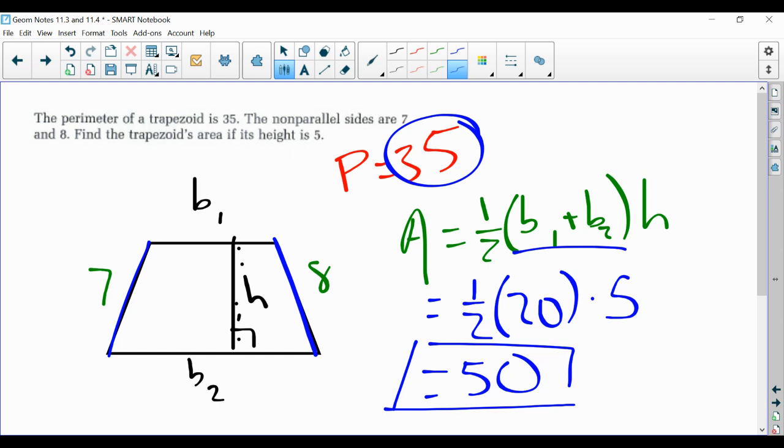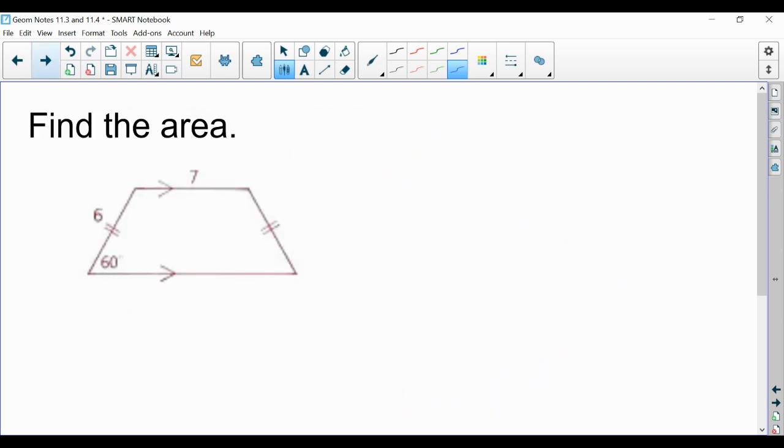Okay, so sometimes we're given what the bases are, and in this case we weren't. We didn't need them individually. Together they made 20, and that's all that mattered. All right, here we're actually going to need to find out what this other base is. We are given that it's an isosceles trapezoid, which will help. We are not given the height, and we're given one of the legs. In fact, we're given that both legs are 6. So how can we use that to find the height and to find the other base?